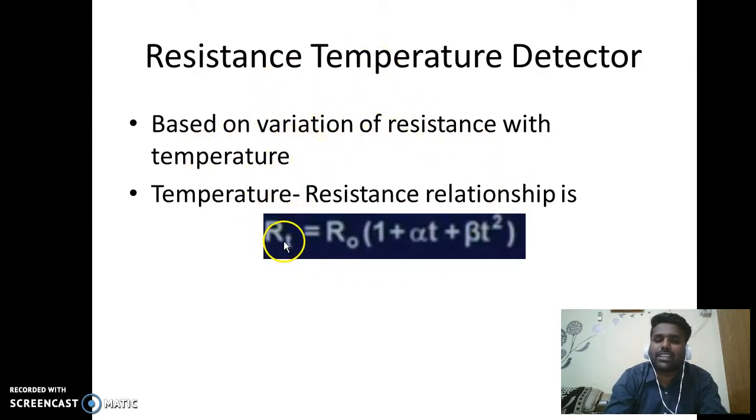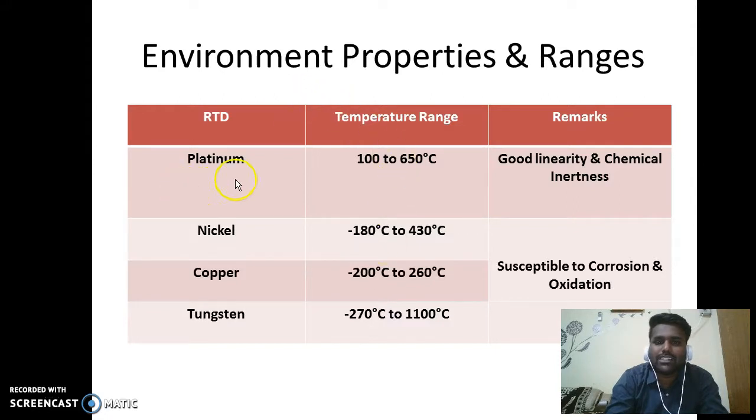The relation is given like this: RT equals R0 multiplied by (1 plus alpha T plus beta T squared), where RT is the resistance at the final temperature and R0 is the resistance at the initial temperature. Alpha and beta are the thermal coefficients of the material, where T is the difference between the final and initial temperatures of the system. The metals used in RTD manufacturing, as it is a metallic resistance, are platinum, nickel, copper, and tungsten.